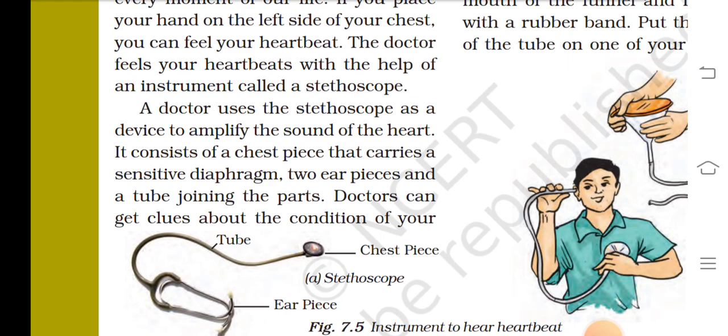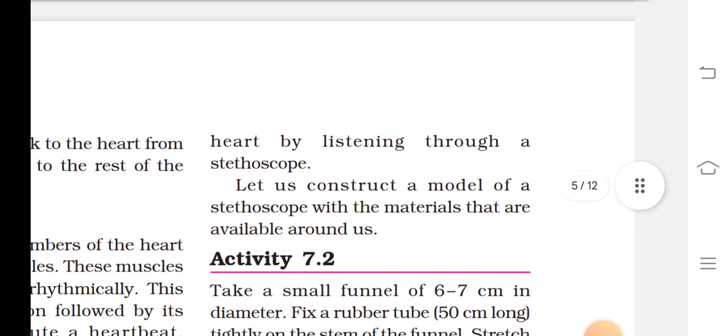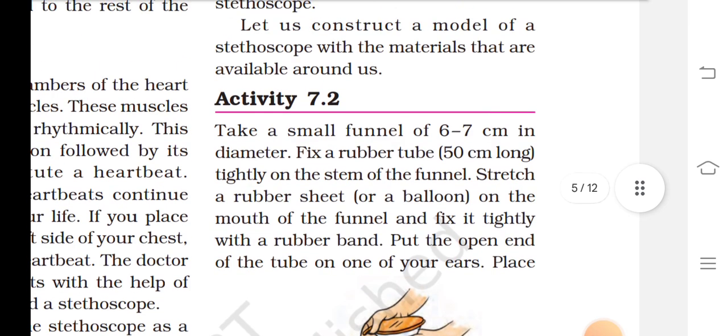The doctor feels your heartbeat with the help of an instrument called a stethoscope. A doctor uses a stethoscope as a device to amplify sound of the heart. It consists of a chest piece that carries a sensitive diaphragm, two ear pieces, and a tube joining the parts. A doctor can get clues about the condition of your heart by listening through the stethoscope. Let us construct a model of the stethoscope with the materials that are available around us.